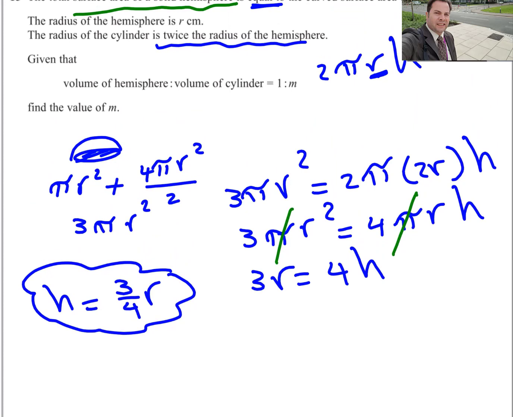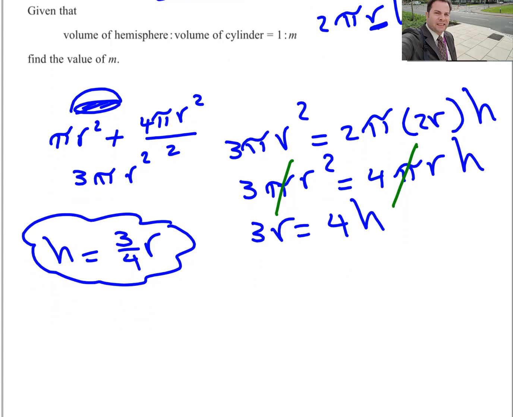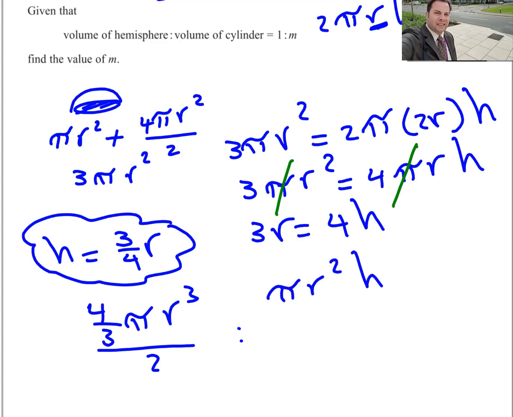If you continue, given that the volume of the hemisphere is 4 over 3 pi r cubed, this is the volume of a sphere divided by 2. This is the volume of the hemisphere. Now the volume of the cylinder. The volume of the cylinder is pi r squared h. But as we said before, r is doubled. So pi, remove r and write 2r all squared, and you can remove h and write 3 over 4 r.